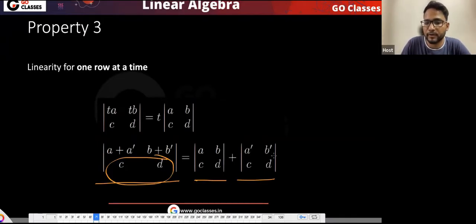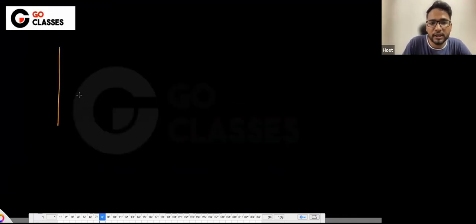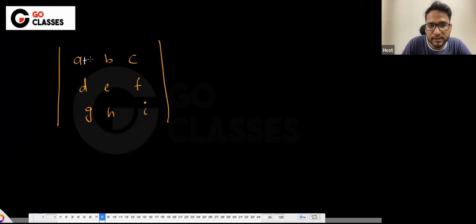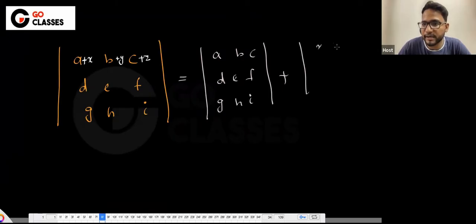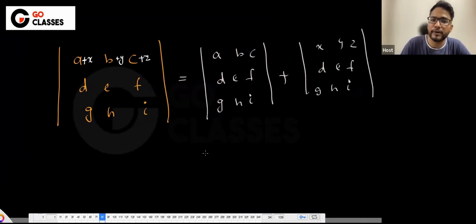You can write this particular row, 1 row at a time, as A B plus A bar B bar. For example, suppose there is a matrix with rows A B C, D E F, G H I, and suppose the first row is written as a sum, plus X Y Z. Can you rewrite it? Yes. How? This is equal to the determinant of A B C, D E F, G H I, plus the determinant of X Y Z, D E F, G H I. You can apply linearity, but 1 row at a time, so for this row you can write like this.